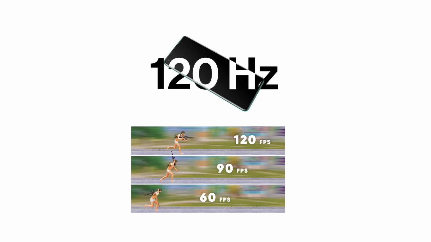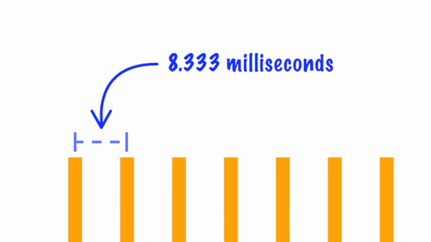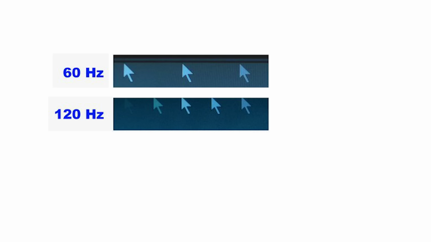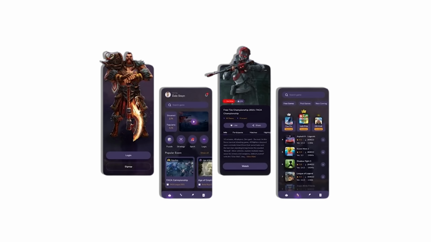120 Hz. A 120 Hz display refreshes the image 120 times per second, cutting frame duration down to about 8.3 milliseconds. This doubles the visual update rate compared to a 60 Hz screen and creates a dramatic improvement in perceived responsiveness. When you scroll through menus, switch between apps, or swipe in games, every motion feels immediate and lifelike.